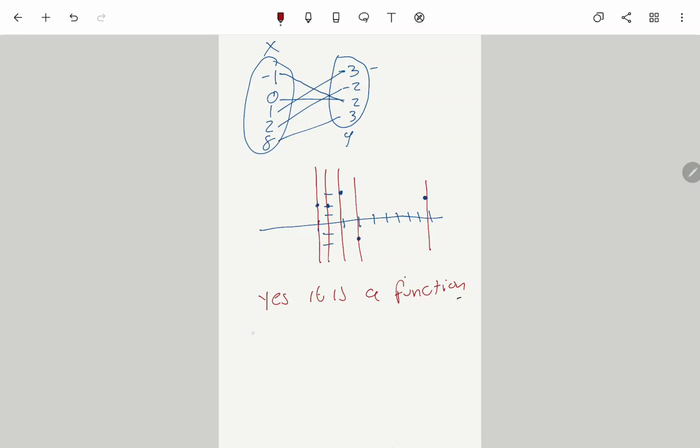And remember, then your domain is your x numbers, bracket -1, 0, 1, 2, 8, and your range are your y numbers: -3, -2, 2, 3. And I think that one is an error, so it's 1 to -3, so that one here.